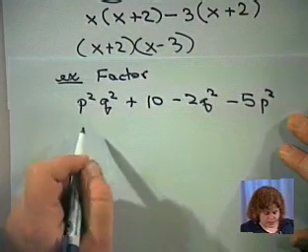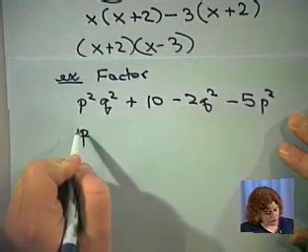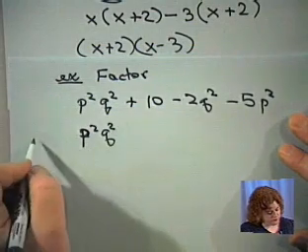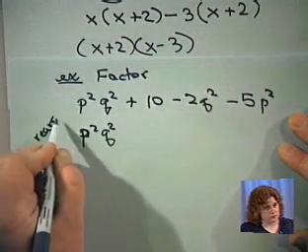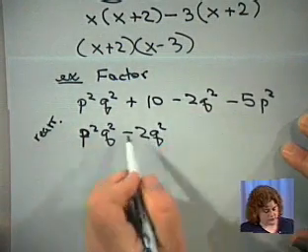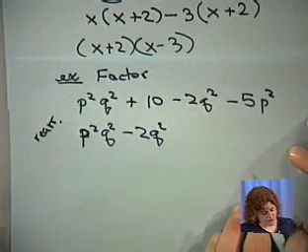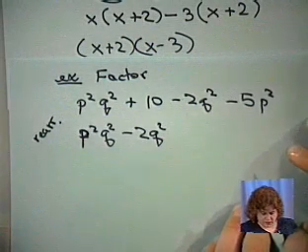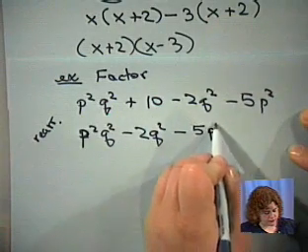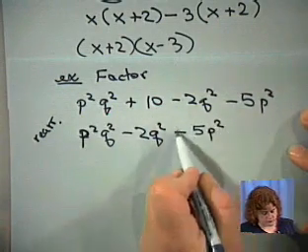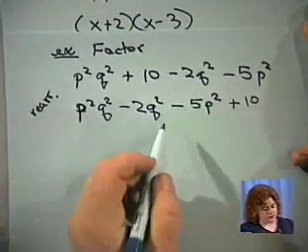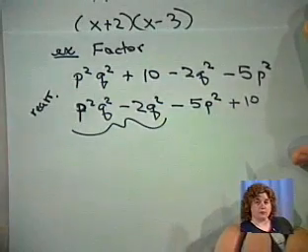Let me just try putting this in the order p squared q squared. And let's move the 2q squared over here, taking its subtraction with it. And let me just go ahead and write, because it's kind of nice to have the higher powers come first, minus 5p squared plus 10. Now if I look at this two at a time, things are a lot more promising.